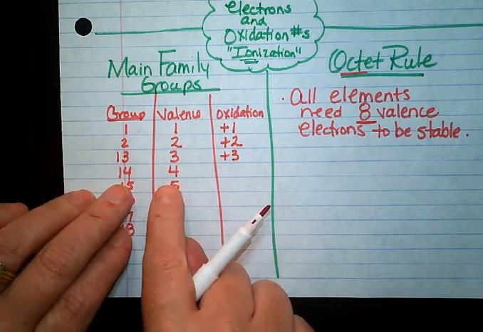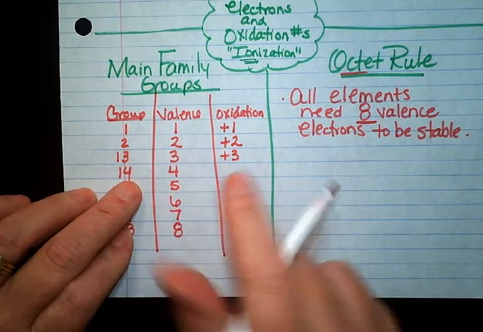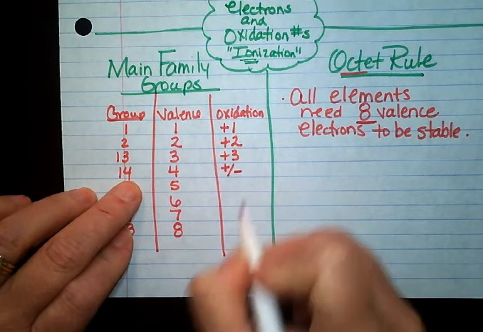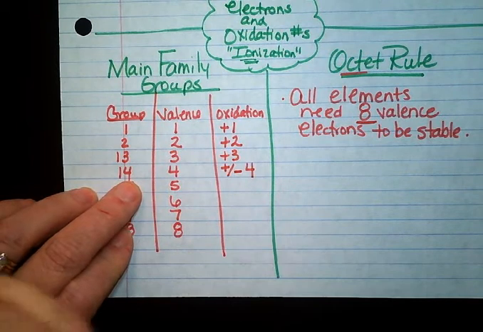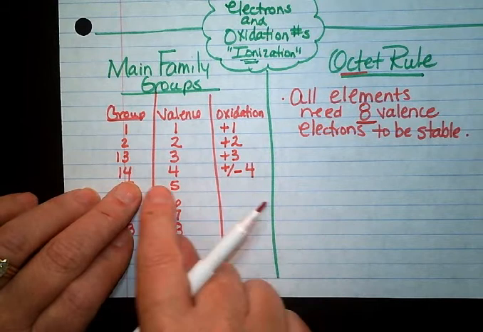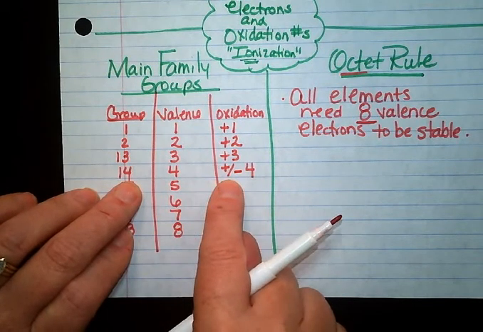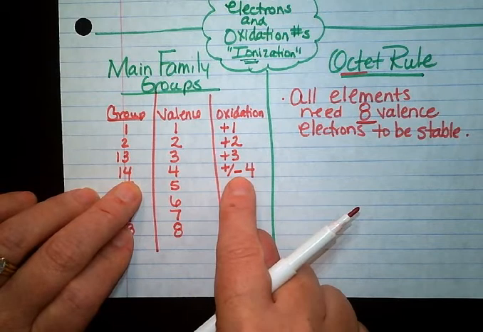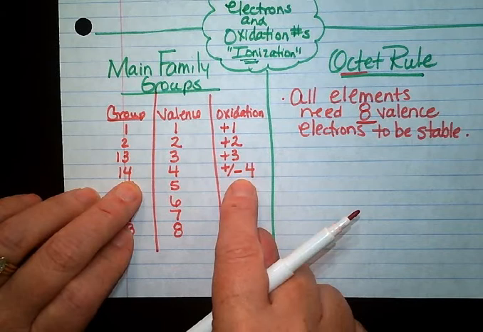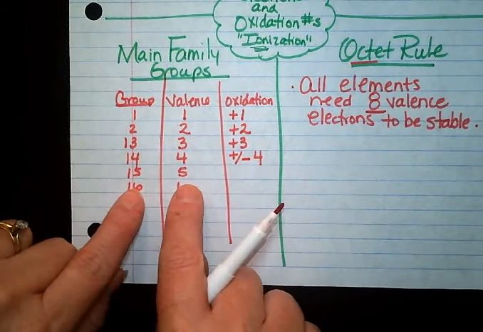When you get here, this one is normally notated because it's halfway full, that it can either give or gain 4 electrons. Now, normally what really happens here is these elements in this family will covalently bond, and they really won't give or take. They'll just share electrons. But it's noted that it can possibly give away 4, or it can possibly take 4 to get to its 8.